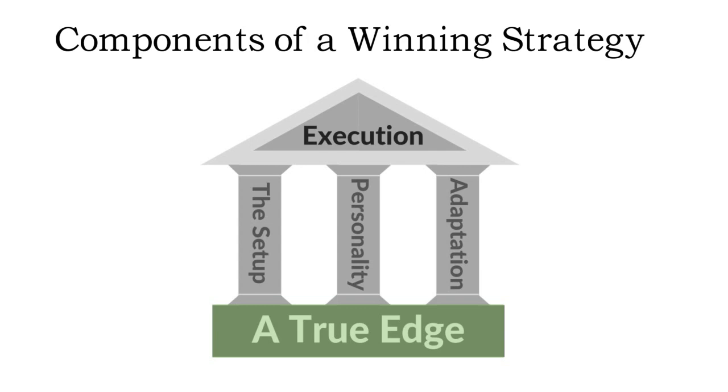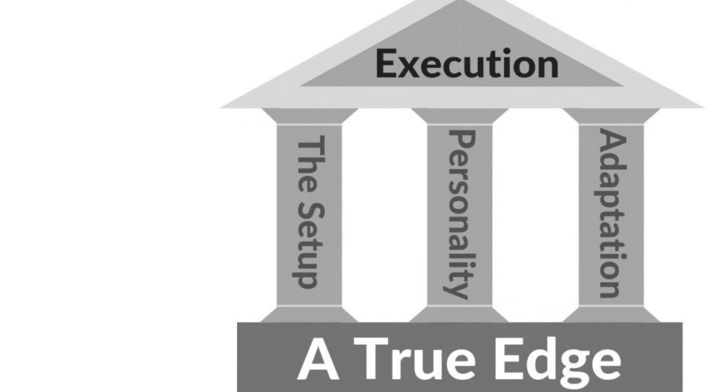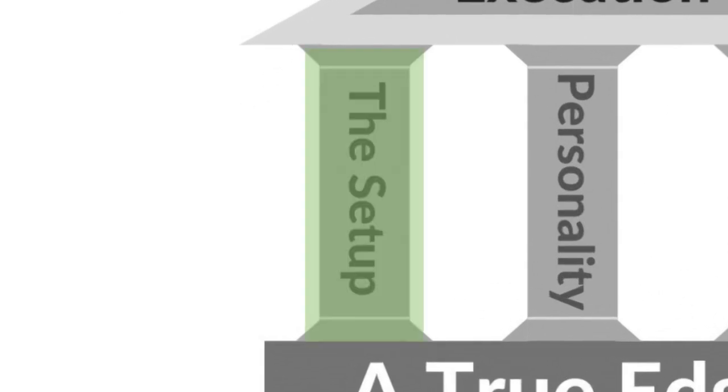Next up we have the first pillar, which is the setup. And this is what helps you identify your edge. The more concrete and objective this is, the better. The setup could be something like a chart pattern, but it could also be something completely different. If we go back to the example that I talked about earlier, the setup would be 3 major green days followed by a big red day or something like that.